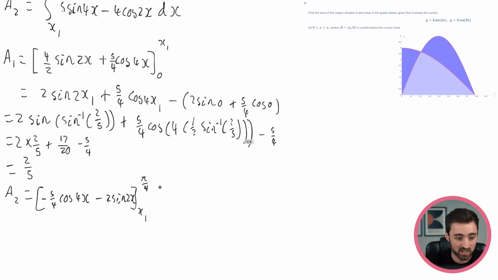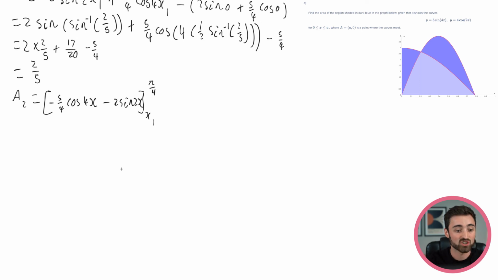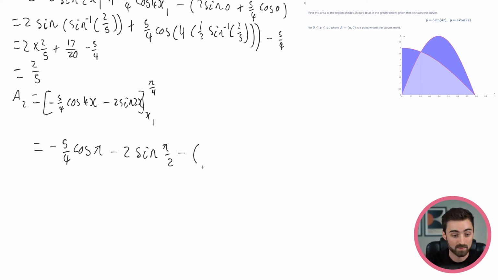So again, we're just going to stick some numbers in, really. We're going to get minus 5 over 4 cos 4x. Well, 4 times pi over 4 is just pi, isn't it? Because the 4 and the 4 on the bottom cancel out. Minus 2 sine of 2x. So 2 times pi by 4 is pi by 2. And then minus a big bracket, minus 5 over 4.